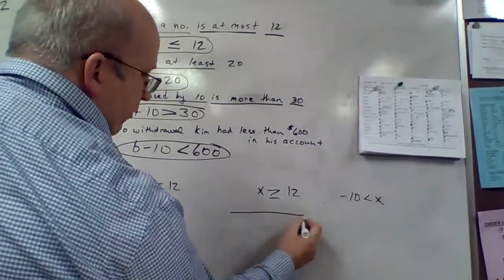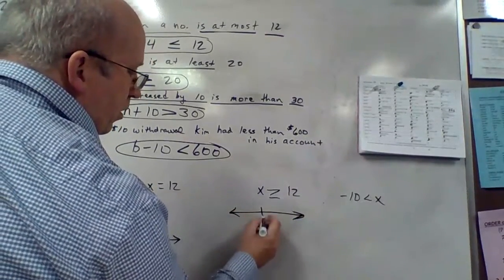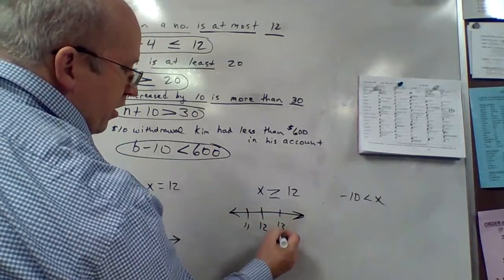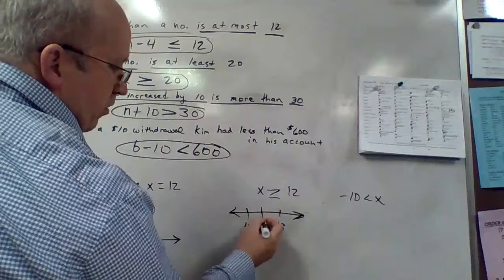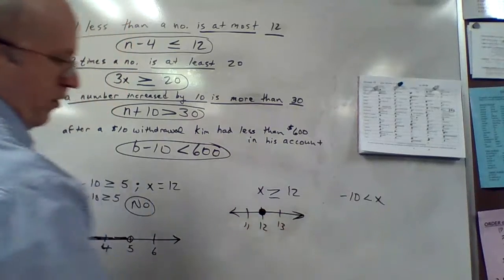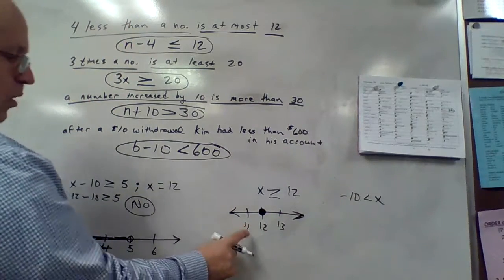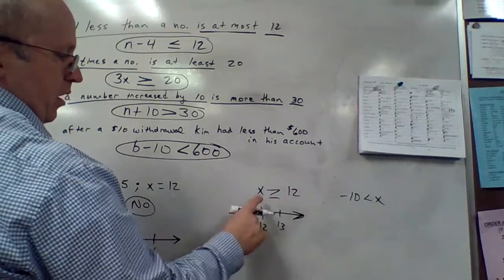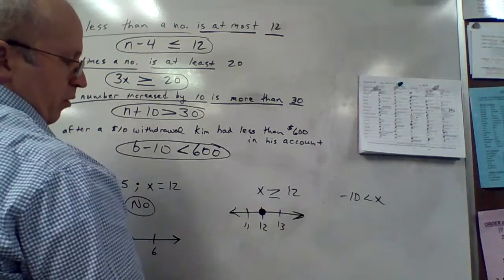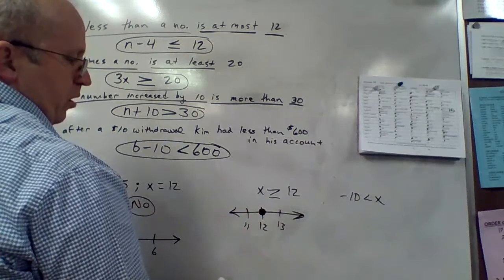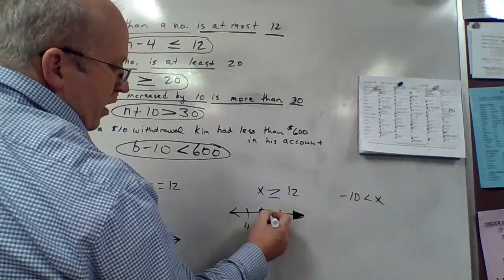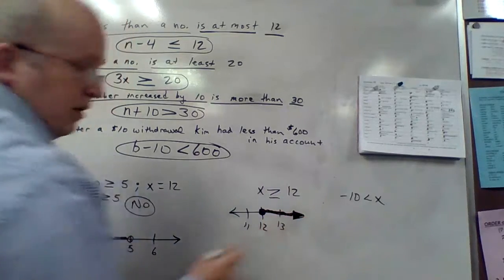What if I said graph that? Would you know how to graph it? Well, I'd put 12 in the middle. I'd put 11 here and 13 here. Since it's greater than or equals to, I put a filled in circle. Now I got to decide, would 11 or would 13 make this a true statement? Is 11 greater than 12? No. Is 13 greater than 12? Yes. So that tells me to shade the side that has the number 13 on it.